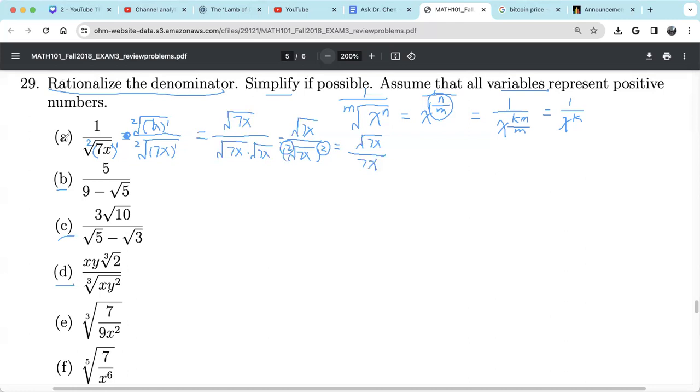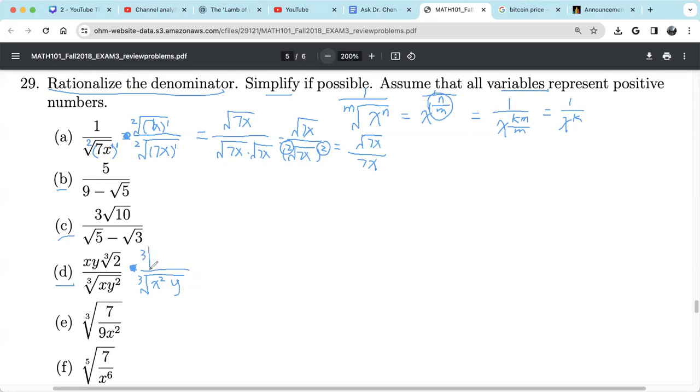D is similar. For D, first we see the numerator has a cubic root and the denominator has a cubic root. Should we put them together? Oh, no, we don't need to. Let's just multiply by 1 again. I want to make the x term raised to 3, so I have to multiply by x squared. This is also a cubic root. I want to make y raised to 3, so I have to multiply by y. So I multiply by this.